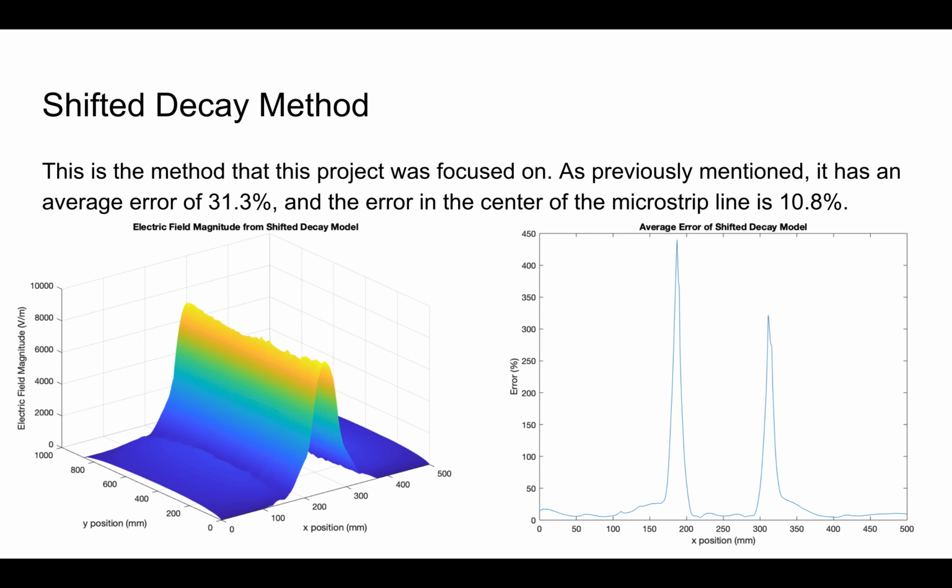The shifted decay method is the method that this project is focused on. As you can see, it has a very low error for most of the plane and large spikes of error at the electric field's relative minimums.